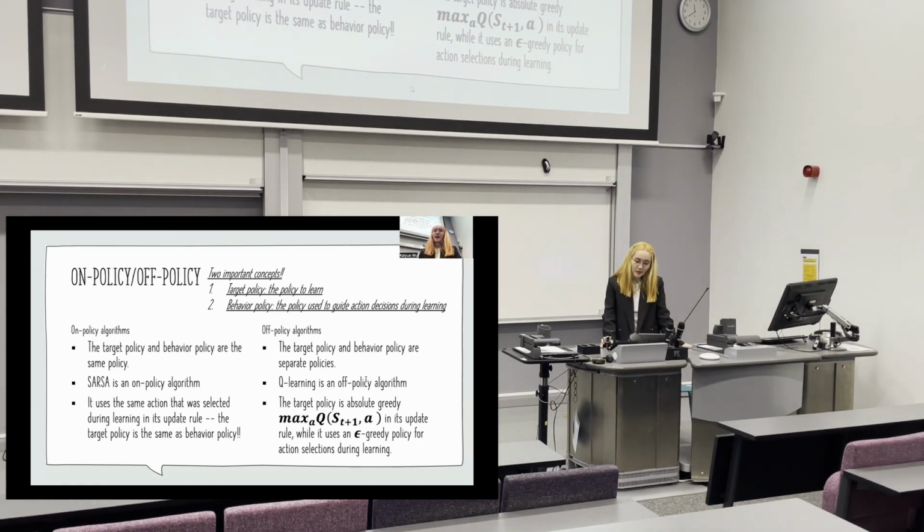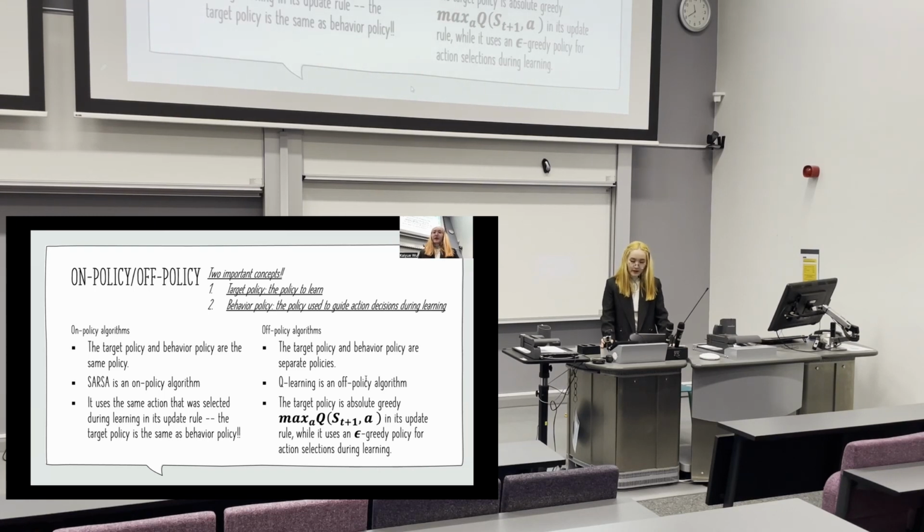This pair may be a bit harder to understand, but is very important. Before we talk about on policy or off policy, we should first know two basic concepts: a target policy and a behavior policy. The target policy is a policy to learn, while the behavior policy is a policy used to guide action decisions during learning. If the two policies are the same one, then the algorithm is on policy. Otherwise, the algorithm is off policy.